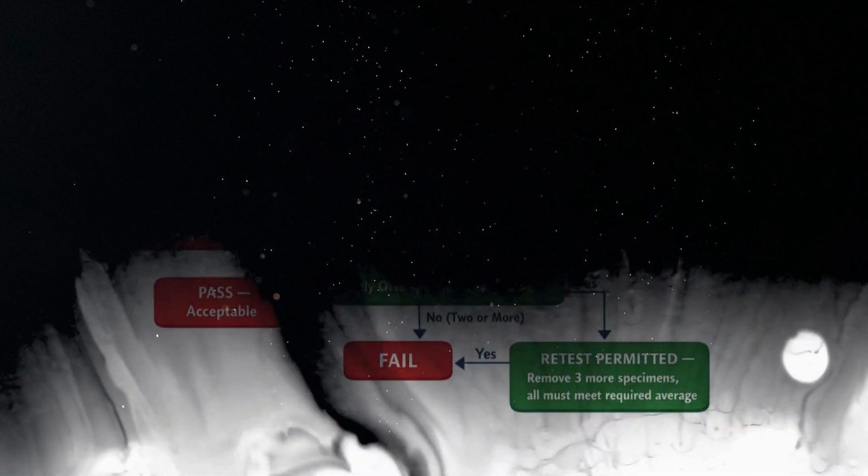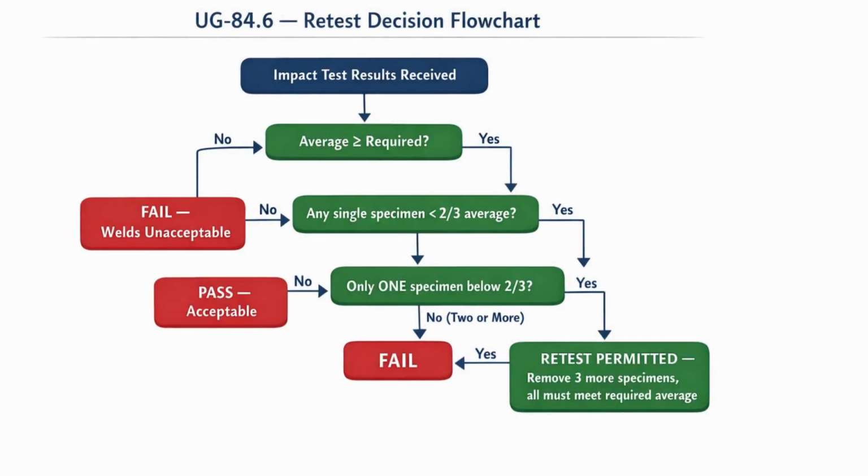What happens when results don't meet the criteria? UG-84.6 gives us a structured retest pathway. There are two conditions under which a retest is permitted. Condition 1. The average value is satisfied, but one specimen, just one, fell below 2/3 of the required average. Condition 2. All three specimens have values above 2/3 of the required average, even if the average itself wasn't met.